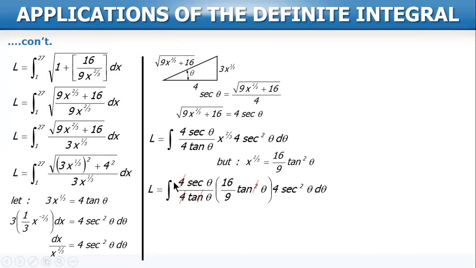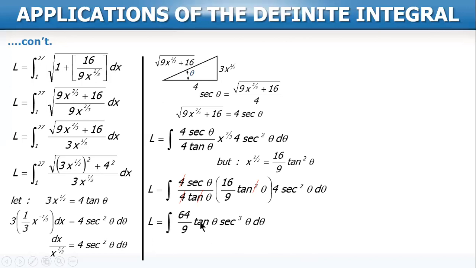We remove the limits because we'll put them back once we restore the original variable, which is x, so that we don't have to change the limits. So 1 tangent secant, and cube, secant cube. Okay. 16 times 4, you have 64 over 9, 1 tangent secant cube.